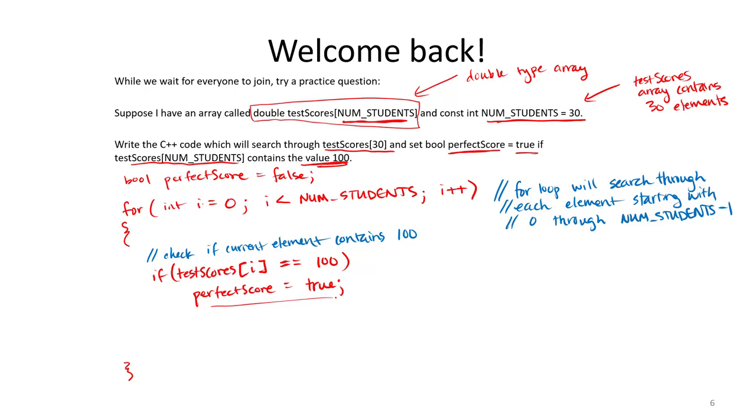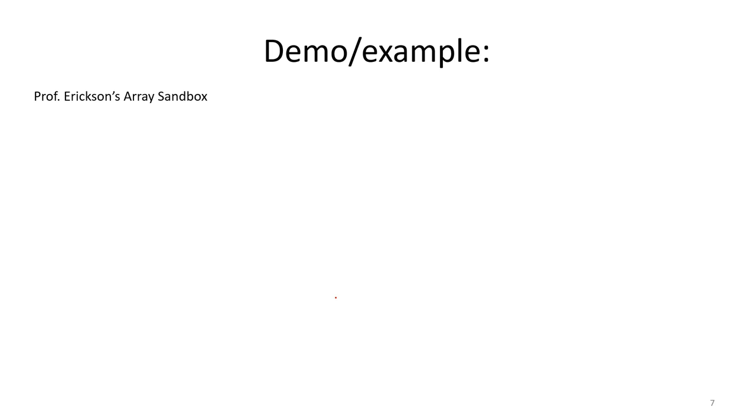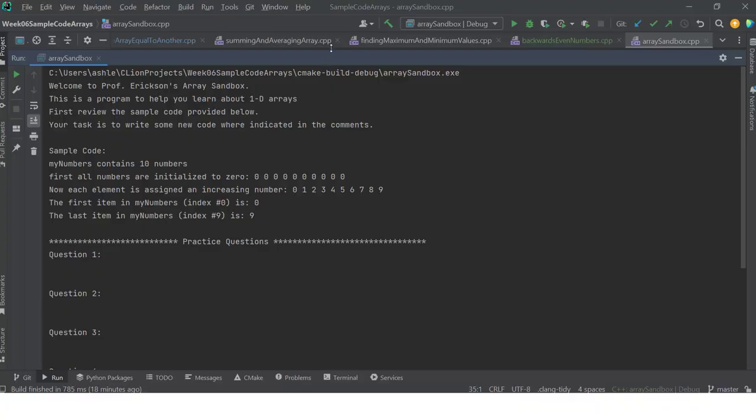So notice these for loops are actually fairly simple to write once you get the hang of it. So make sure that you practice as much as you need to get really comfortable writing these for loops. This is actually so important that I'd like to spend a little bit of extra time working on what I call my array sandbox. This array sandbox contains some short practice programs to help you get comfortable with arrays. So let's go ahead and open up this array sandbox in CLion and give it a try.